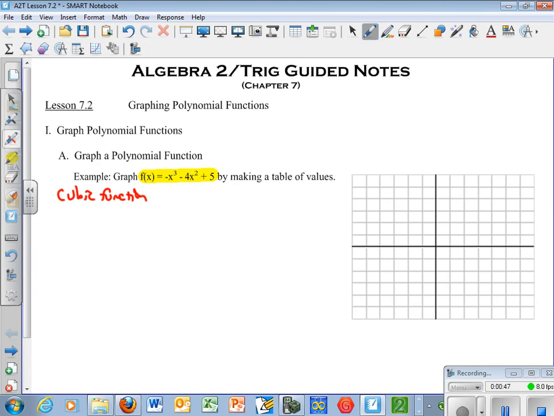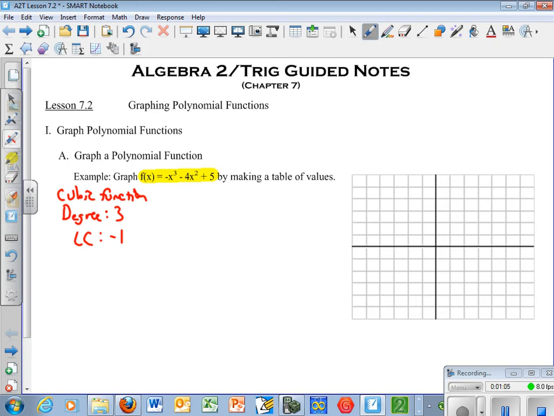Meaning its degree, and we just talked about that in the last section, degree is 3 because the biggest exponent on x is 3. Degree 3, the lead coefficient would be the coefficient on the x cubed term, which is -1.